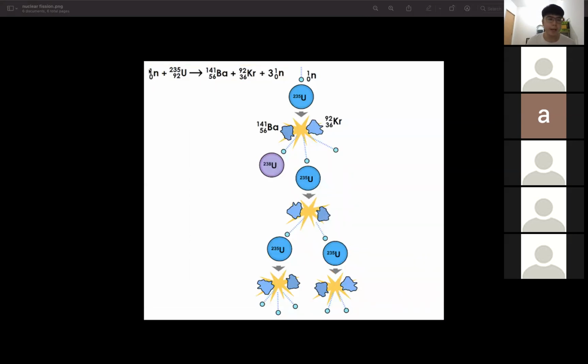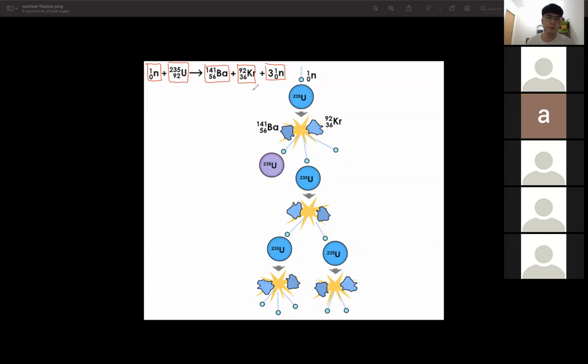Here, N is neutron, right? Neutron, and then we have uranium. They both react, nuclear reaction, and then they form barium and krypton, Kr, krypton. Okay, and also the neutron here. So what is happening here?